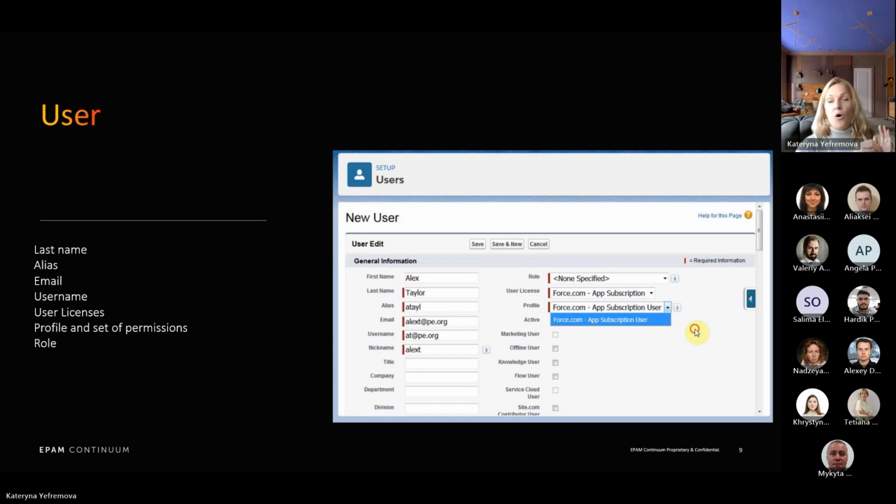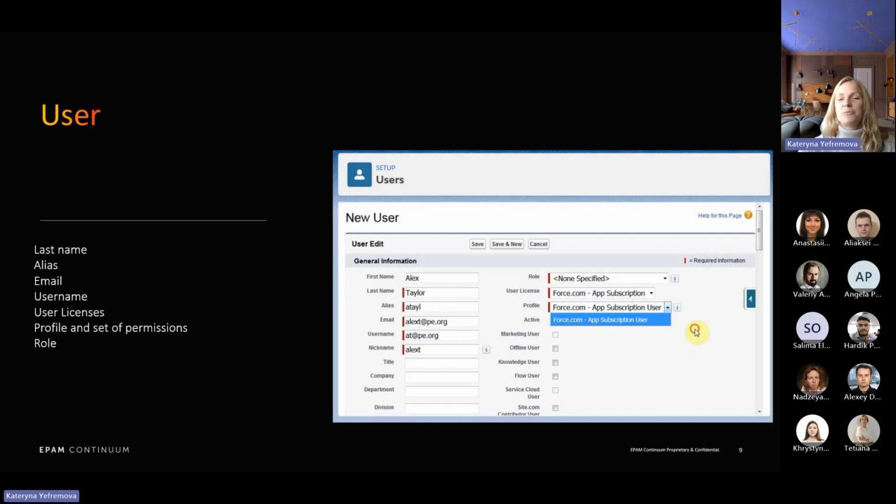Also, profiles are usually set up with a set of permissions. About permissions, I would probably talk more within the next slide because it would be more understandable.